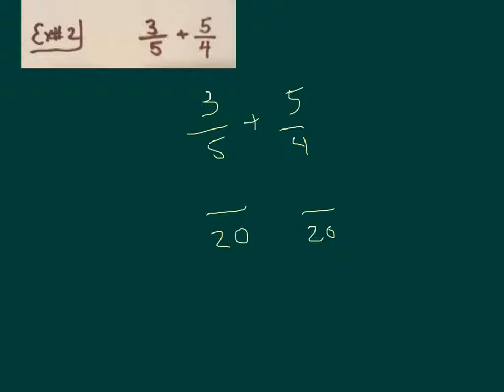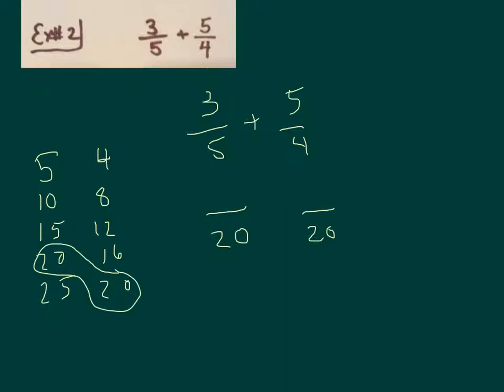Now, if you're not good at that, you might want to make a list. 5, 10, 15, 20, 25. Now, how did I get that list? You take your first denominator, 5, and multiply it by 1, 2, 3, 4, 5. You take your second denominator, 4, and multiply it by 1, you get 4; 2, 8; 3 times 4 is 12; 4 times 4 is 16; 5 times 4 is 20. Hey, guess what? 20 is in both lists, hence the common denominator is 20.